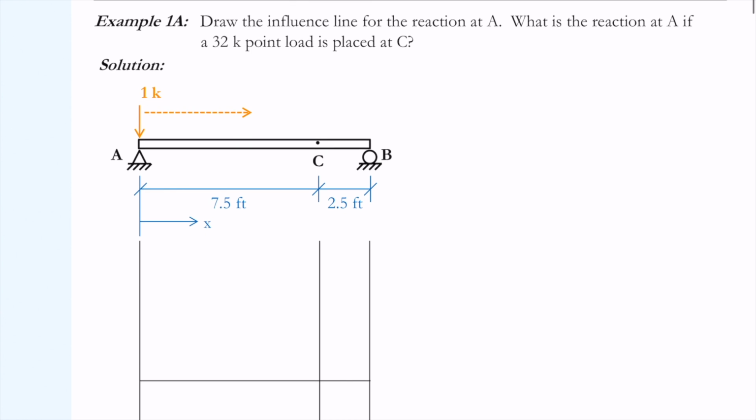Let's go ahead and look at example 1A. We're asked to draw the influence line for the reaction at A. And then we're asked, what is the reaction at A if a 32 kip point load is placed at C?